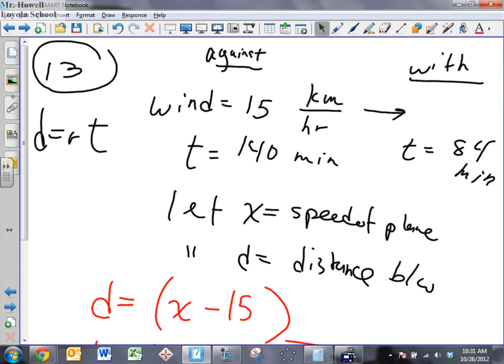Well, 140 divided by 60 is 2.3 repeating. Sorry, 2.3 repeating here. So this is 2.3 repeating hours. That's what I did wrong. 84 minutes is 1.4 exactly, right? So we have 2.3 and 1.4.